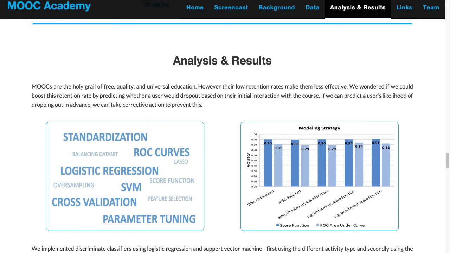For prediction, we implement logistic regression and a support vector machine. In one case, we use the different types of activities as features, and in another case, we use a measure of daily activities in the first 3 weeks as features. We discover that low activity in problems and low time spent on the course in the initial weeks were the most useful features for predicting eventual dropout.